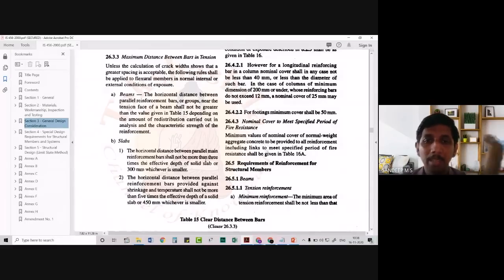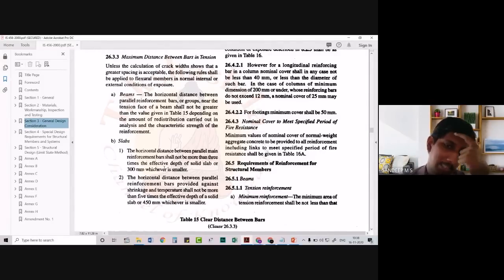I am repeating. First, you have to calculate 3 times effective depth. In our case, effective depth is 120 millimeter, so 3 times 120 comes around 360 millimeters, or 300 millimeter, whichever is smaller. Therefore, 300 millimeter is smaller, so the maximum permitted spacing is 300 millimeter. But as per our requirement, we have provided only 190 millimeter, so it is safe.